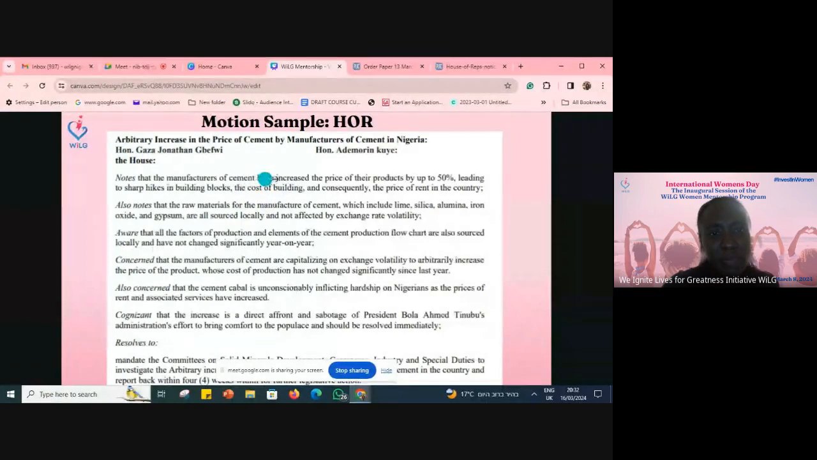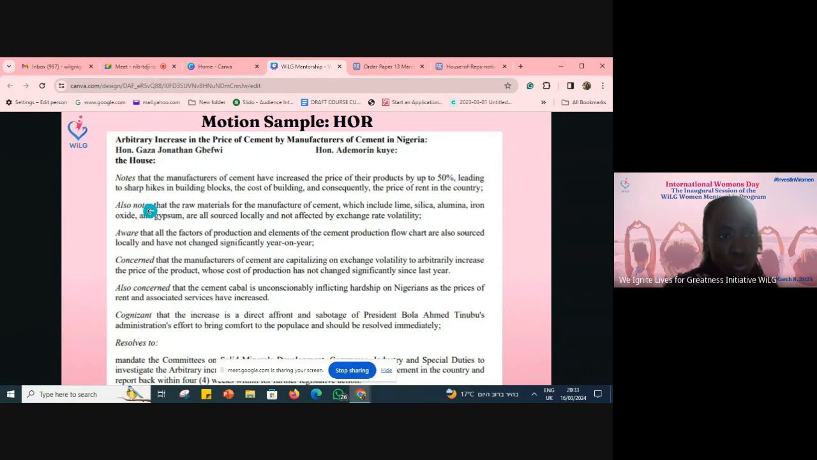So you see that they are pushing out the interest of people, talking about prices increasing, and you can see that they stated statistics. So if you're drafting a motion, you have to look for statistics and you have to ensure that it's accurate. They say the price of their production has gone up 50%. So you have to ensure that you're putting statistics to be able to pinch them to know that this is something that is disturbing. And consequently, the price of rent in the country, so the price of rent will go up.